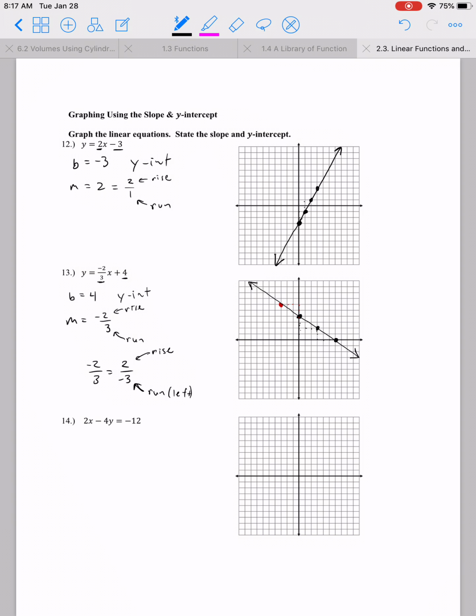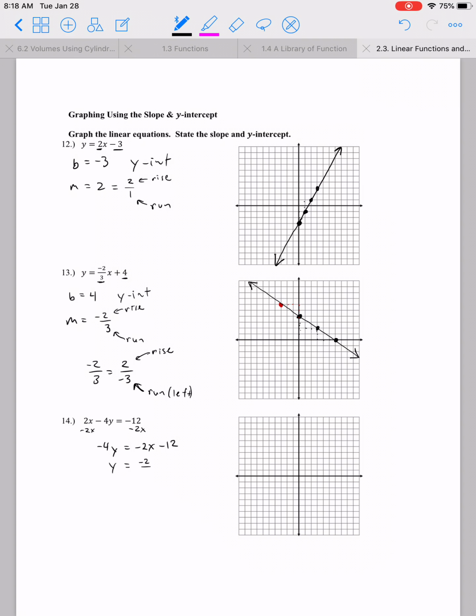We've done the graph. All right, so for this one, we actually have to solve it for y first. We need to put it into that y-intercept form, slope-intercept form. And so what we'll do first is we'll subtract 2x from both sides, and that'll give us -4y equals -2x minus 12. Okay? And then we'll divide by -4.